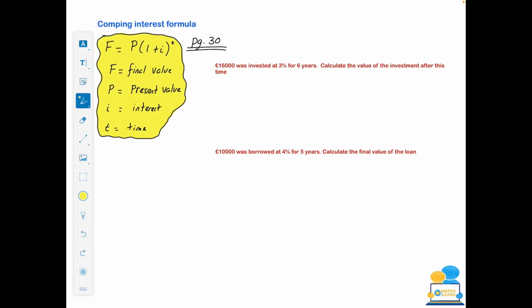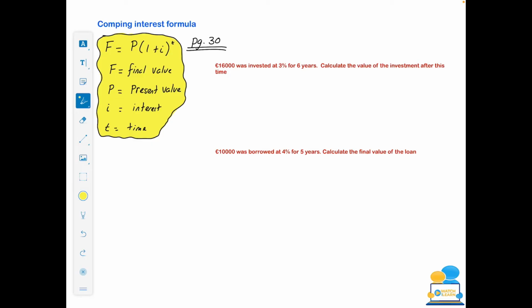Now this is the part that people sometimes forget about, the formula. All those formulas that we did for income tax, the standard rate cut-off and so on, aren't given to you. You need to know those, and you need to know how to work with those. But this formula here is given to you. It's on page 30 of your formula book. It says F is equal to P(1 + i) to the power of t.